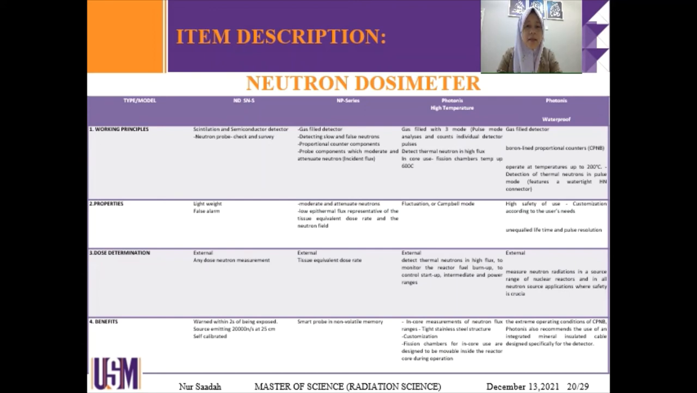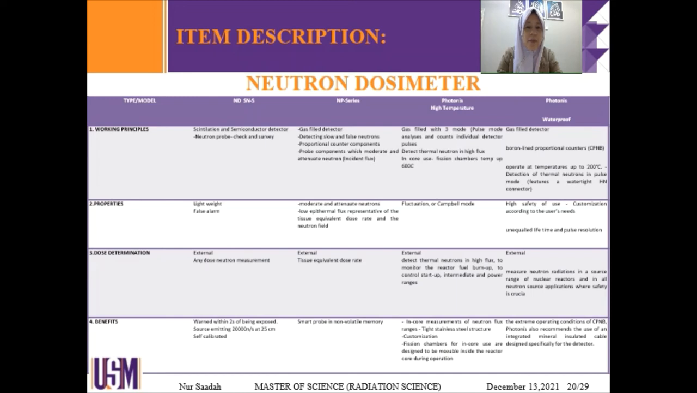The other detector is the ND Photonics high temperature. The working principle is a gas filled detector with 3 modes: pulse mode analysis, which counts individual detector pulses, fluctuation mode, and also Campbell mode. It detects thermal neutrons in high flux, for in-core use, as a fission chamber with temperature up to 600 degrees C. Dose determination is external, detecting thermal neutrons in high flux to monitor reactor fuel burn-up and to control startup, intermediate and power range. The benefits are in-core measurement of neutron flux range, a tight stainless steel structure, and customization, where the customer can custom make the detector and its properties.